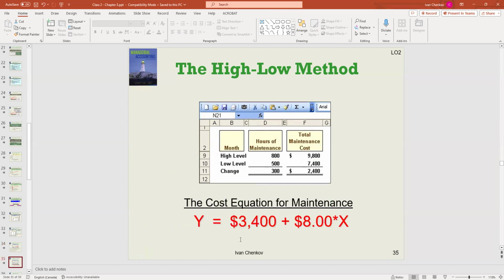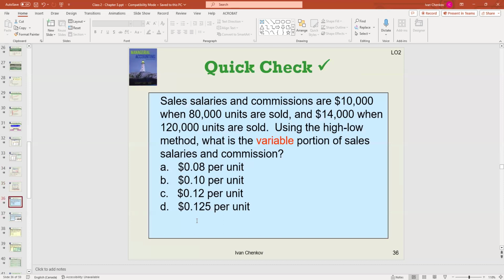Once we get that total fixed cost, we can come up with the cost equation for that activity. Total cost will be equal to 3,400 fixed cost plus $8 for variable cost per unit hour times the number of hours. Once you tell me the number of hours, I can tell you the total cost. Let's do this simple example here.